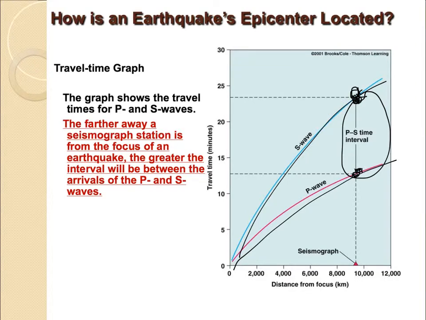That time difference fits between here. Then you come straight down and you realize that you're 9,500 kilometers away from the earthquake. And so now you can draw a circle around your station with a radius of 9,500 kilometers.